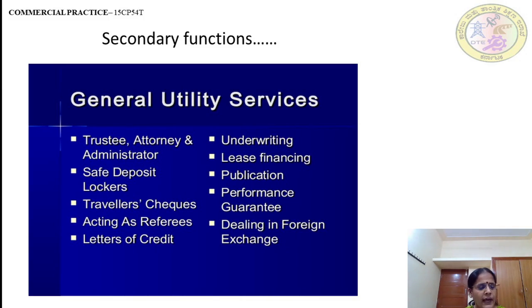Further, when we analyze, we have to go on to the understanding of the next function, which is called the secondary services of the bank.